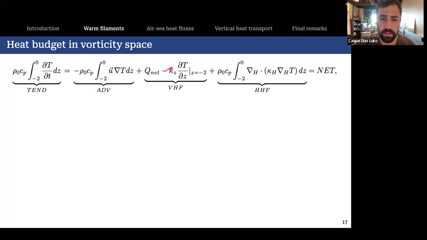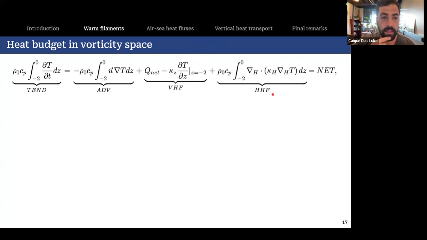We have this term which we're calling the vertical heat fluxes, which is the atmospheric net heat fluxes minus the mixing at the bottom. The important thing here, the process that I showed you guys in the introduction, the more effective cooling where the mixed layer is shallower, is going to show up on this term. And then lastly, we have the horizontal heat fluxes, which is basically the numerical mixing.